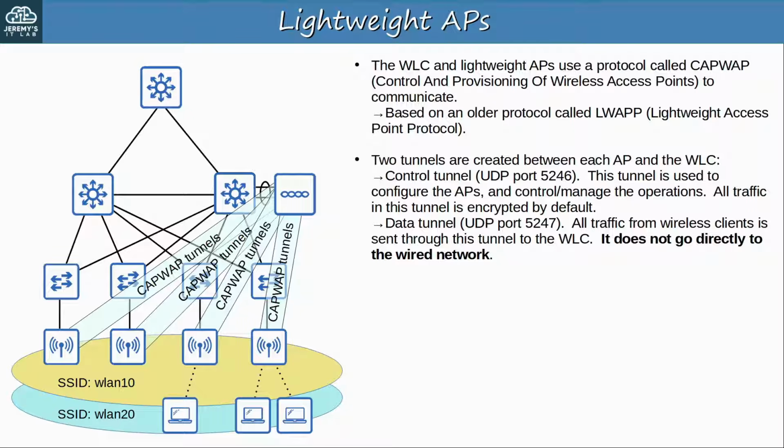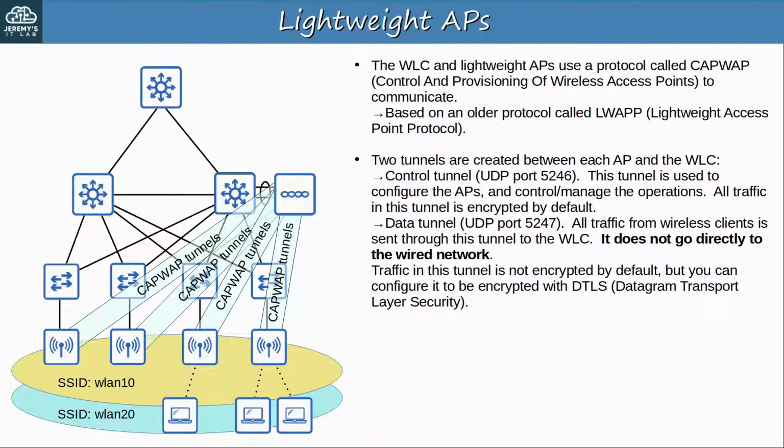It must go through the tunnel to the WLC first. Now, of course, in reality, the traffic does pass through the wired network to go to the WLC. However, it is encapsulated with new headers to form the tunnel, just like I showed with GRE and IPsec tunnels in the WAN video. Note that traffic in this tunnel is not encrypted by default, but you can configure it to be encrypted using a protocol called DTLS, Datagram Transport Layer Security.